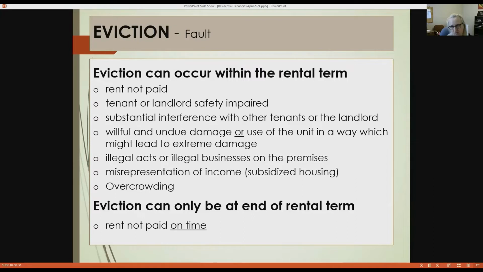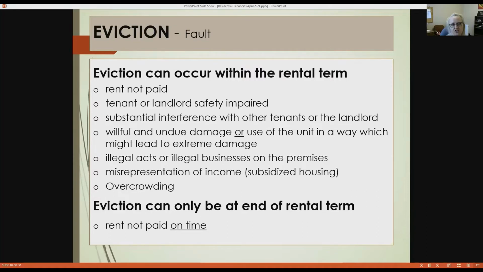Eviction for fault, there's a number of reasons, right? It can be that you haven't paid your rent. The landlord is alleging that you've caused a safety issue, you're interfering with reasonable enjoyment, or an illegal act. For subsidized housing, it could be that you're misrepresenting your income, overcrowding, or damage to the unit.